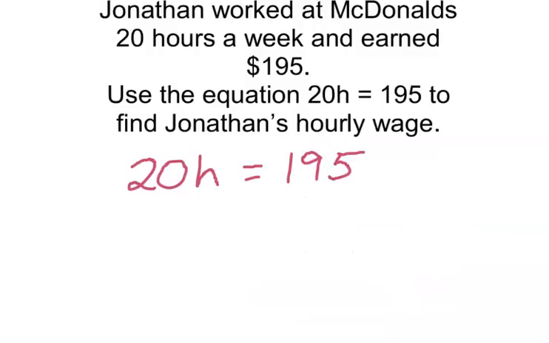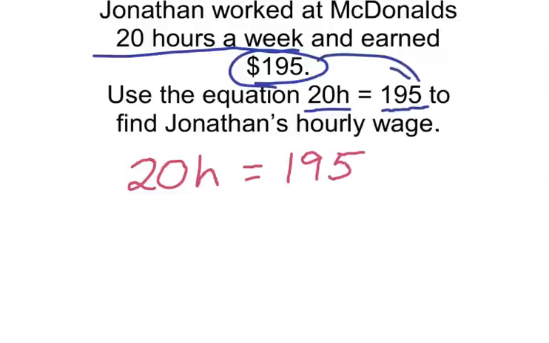Jonathan worked at McDonald's 20 hours a week and earned $195. Use the equation 20h equals 195. Okay, so they actually did this for us. 195 was the total. 20 hours a week would be the 20, and the h is how much money each hour, I guess. So we're going to go ahead and solve this.